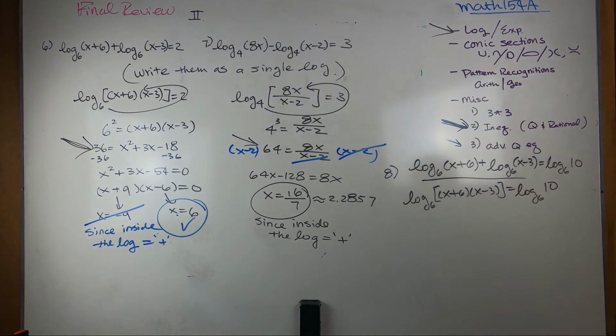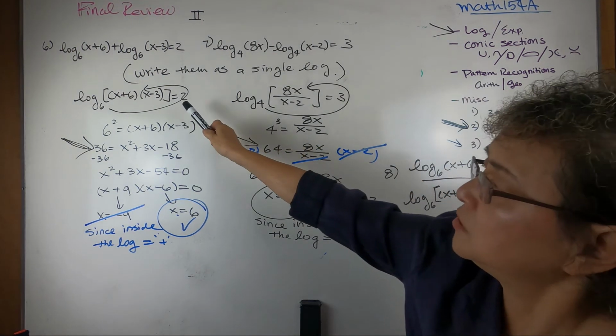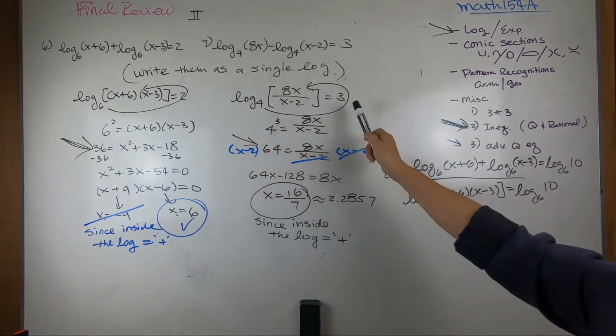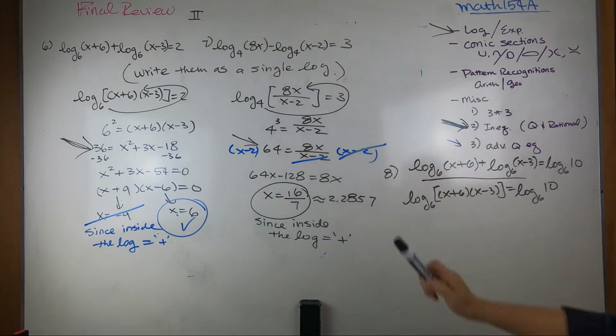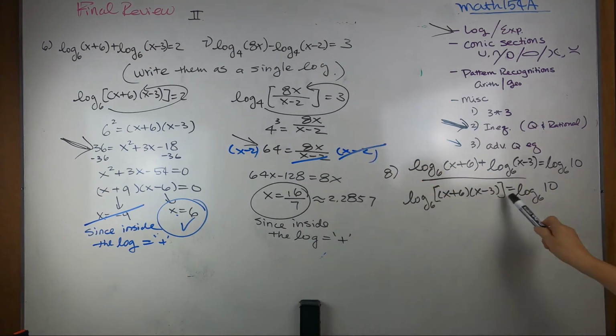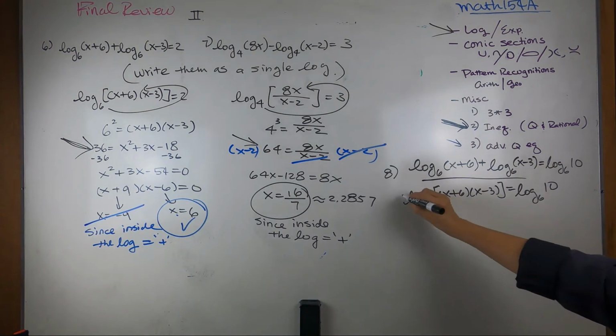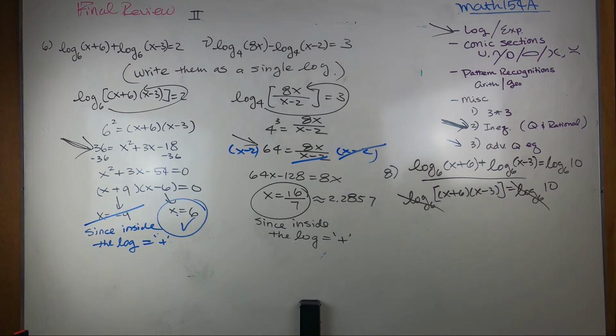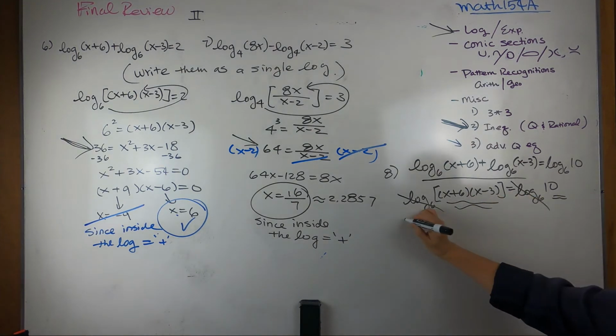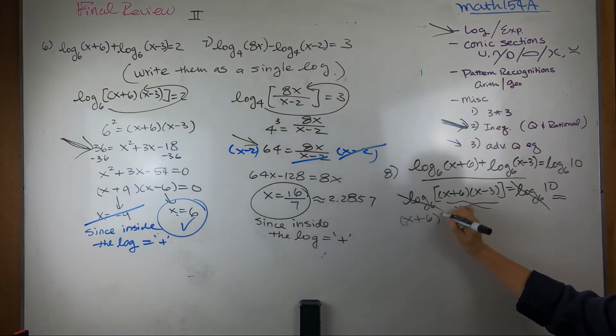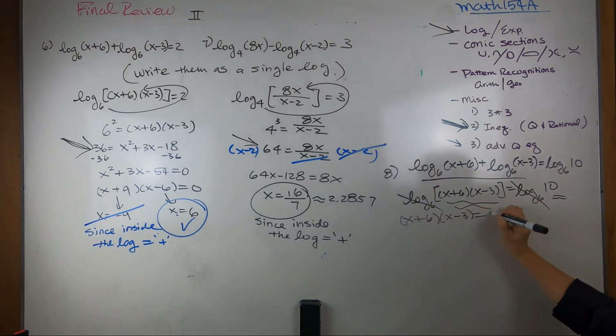Before, the log became a single log with a number, so you could convert it. But here you cannot do that, right? Because both sides are log base 6, you can just ignore the logs. Because they are the same log, all you have to do is compare the inside. So your insides should be equivalent, right?